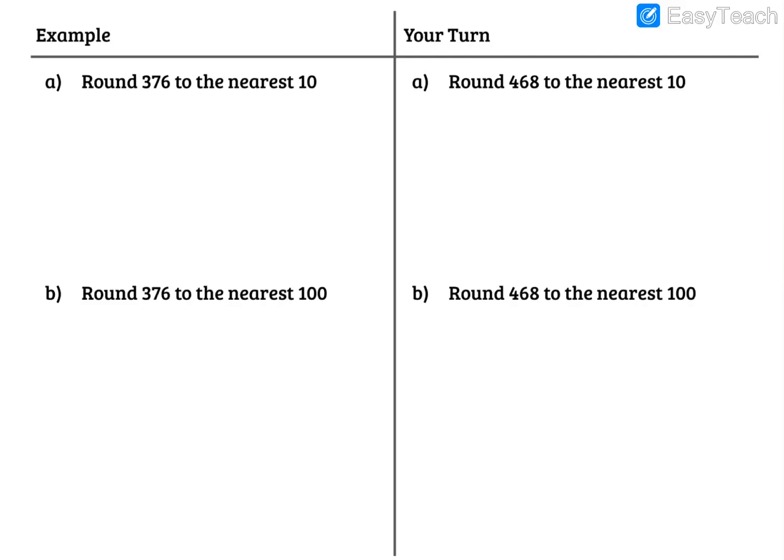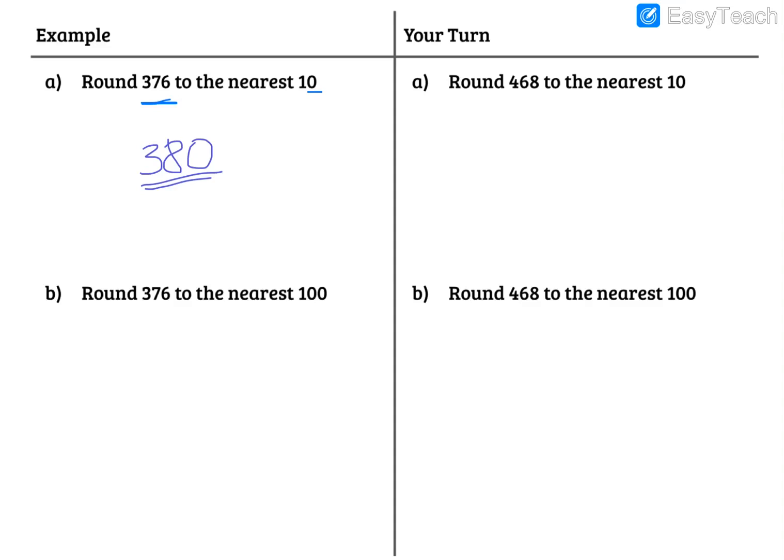So this one says round 376 to the nearest 10. So it's either going to go up to 380 or it's going to go down to 370, and the way we decide is we look at this 6 on the end. The 6 tells me that this one has to go up. It's closer to 380 than it is to 370. So my answer is going to be 380.